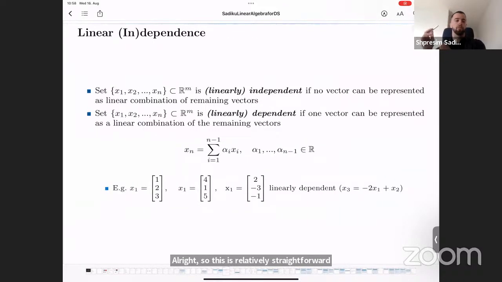And then one very important concept is the definition of linear dependence and independence. Assuming that we have a set of vectors x1 to xn in R^m, we say that they are linearly independent if no vector can be represented as a linear combination of the remaining vectors. On the other hand, we say that the set of vectors x1 to xn in R^m is linearly dependent if one vector can be represented as a linear combination of the remaining vectors.